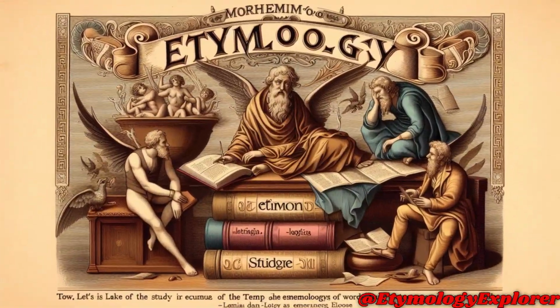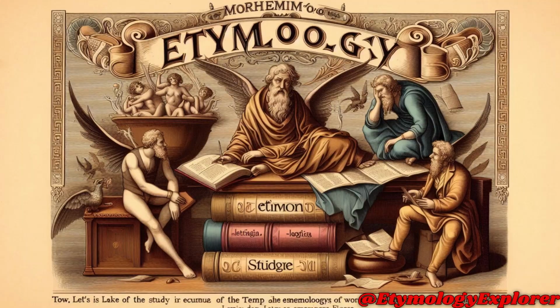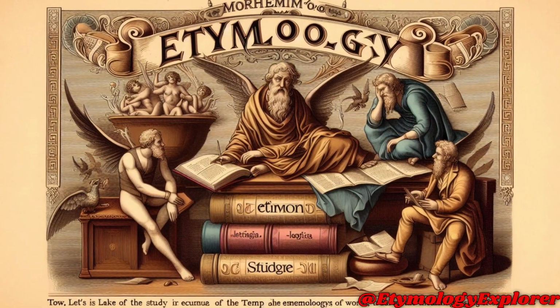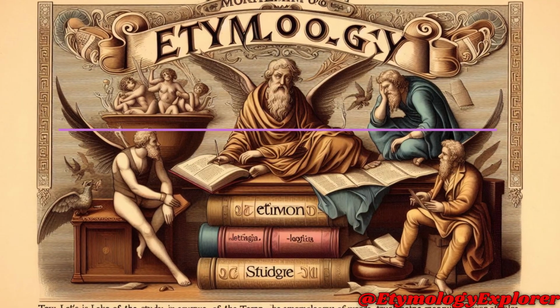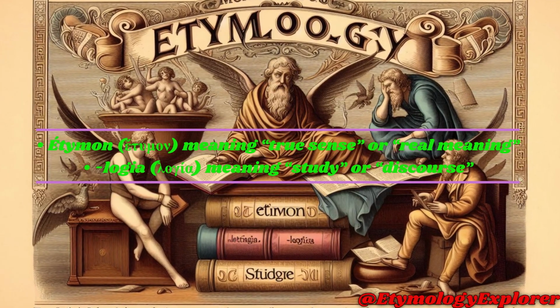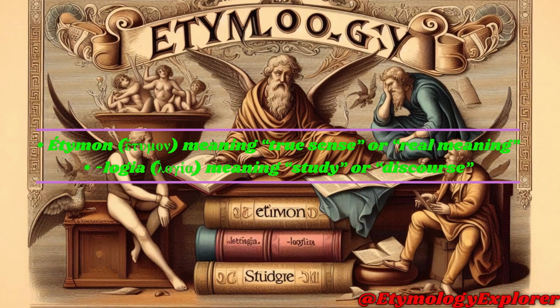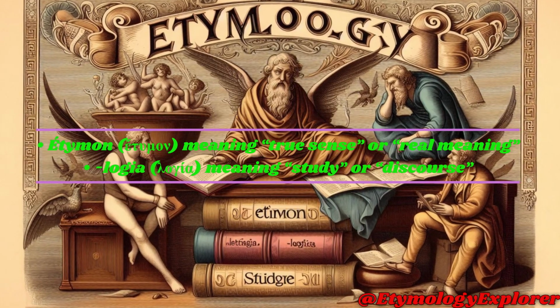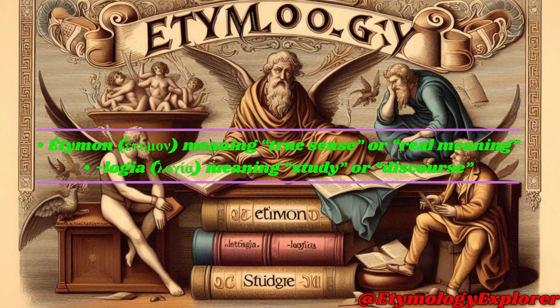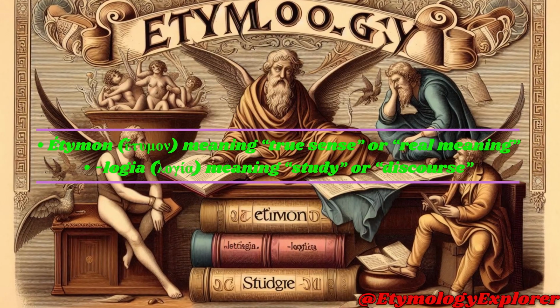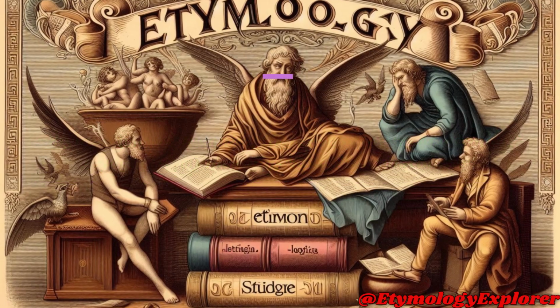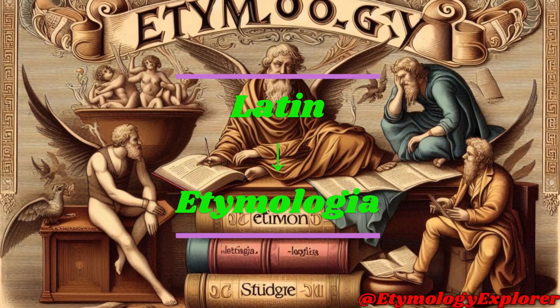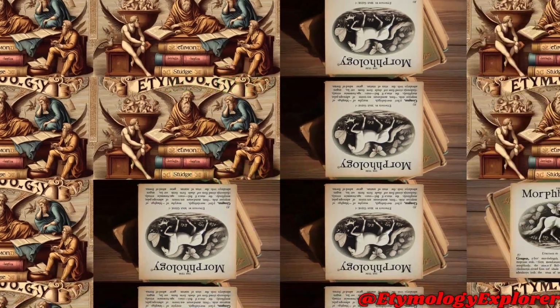Etymology of the term, etymology. Now, let's look at the origin of the term etymology itself. It comes from Greek. Etymon meaning true sense, or real meaning. Logia meaning study, or discourse. So, etymology literally means the study of the true meaning of words. The term traveled through Latin as etymologia, then into Old French, and eventually into English during the Middle Ages.